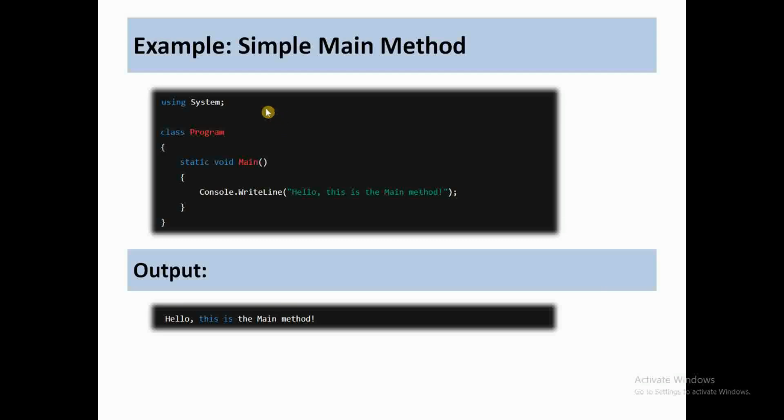Next, we have a simple main method example. Here is a namespace, using System is a namespace, as I already said in my previous videos. Class Program, static Main method, and we are using Console.WriteLine, simply displaying a message through the terminal window. We can use WriteLine for displaying the message, and here we are returning nothing, so we use void in this example, and also without parameters.